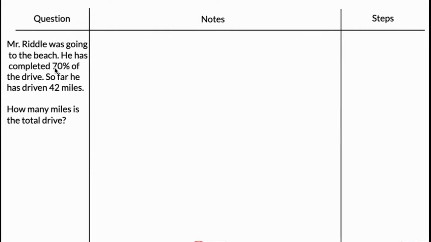So in this case here, he's gone 70% of the drive, and that 70% is 42 miles. So we're looking for the total drive here. Take a second, try out the question, pause it. When you're ready to see how it's done, go ahead and hit play.